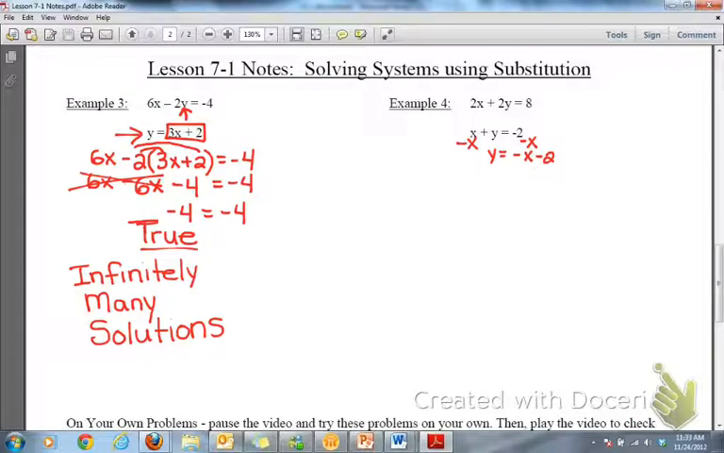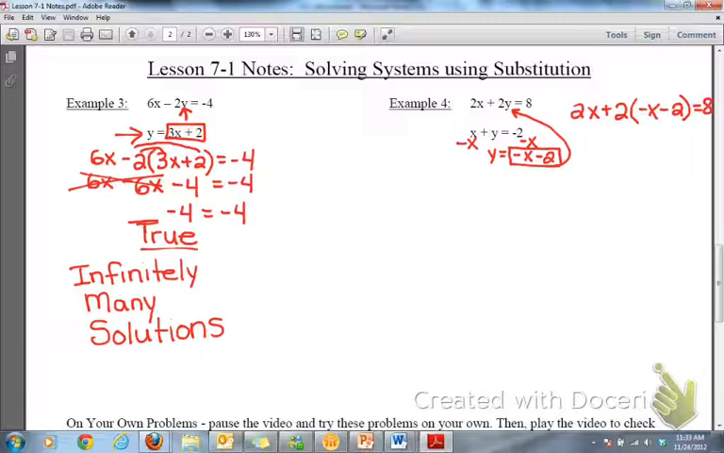So now you know what y equals. Y equals negative x minus 2. So now you can take that and put that in for y in the top equation. You have to do it to the other equation. So if y equals negative x minus 2, you're going to put that in for y in the top equation. So that'll give me 2x plus 2 times y, which is negative x minus 2, and it's equal to 8.